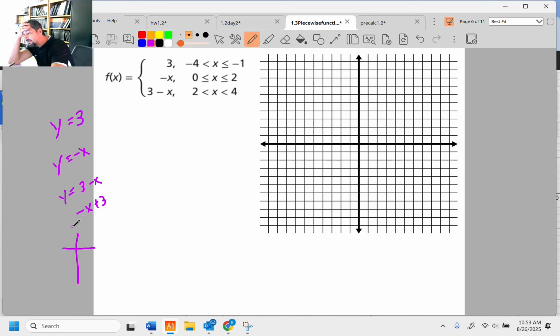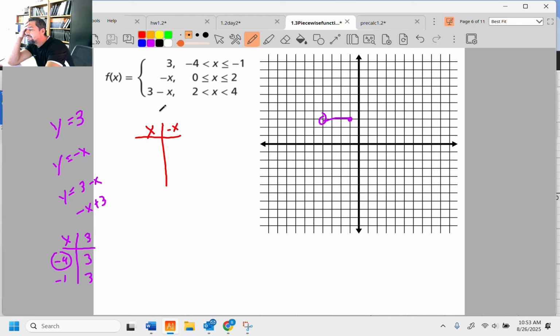So the first one, it doesn't really matter what you feed this thing because the output's 3. If you feed it a negative 4, even though you shouldn't, the output's 3. If you feed it a negative 1, the output's 3. So back 4, rise 3, open hole, because look at that, there's no equality. Back 1, rise 3, solid dot. There's that piece.